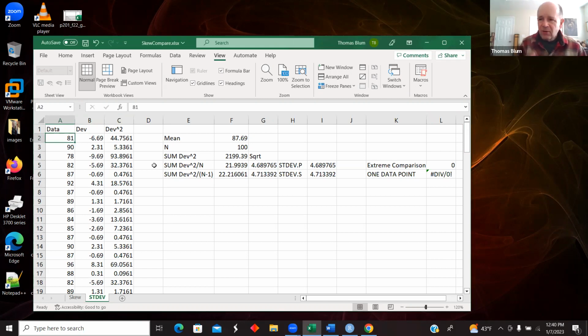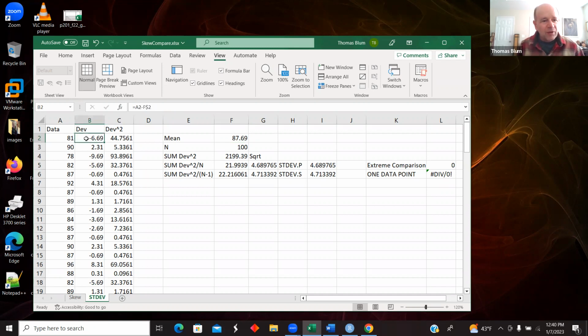Now I have some data and I would like to do some statistical measures on it, specifically the standard deviation, which is a measure of how spread out the data is. We start off with the idea of a deviation, which is how far you are from the average or mean. So over here in F2, I'm taking the average using Excel's average function for A2 to A101. That is the mean of my data.